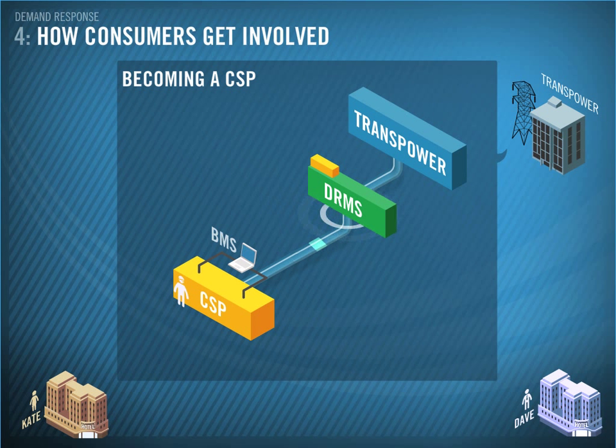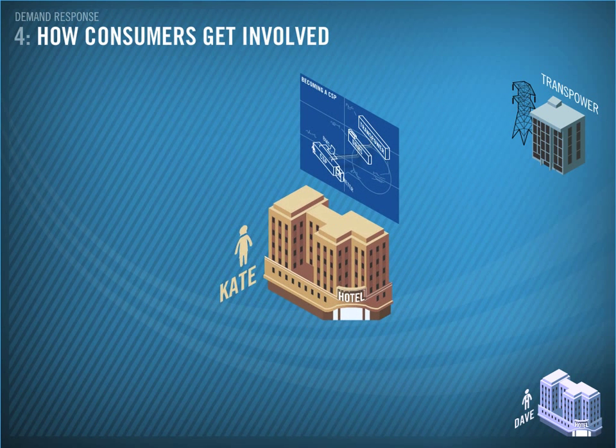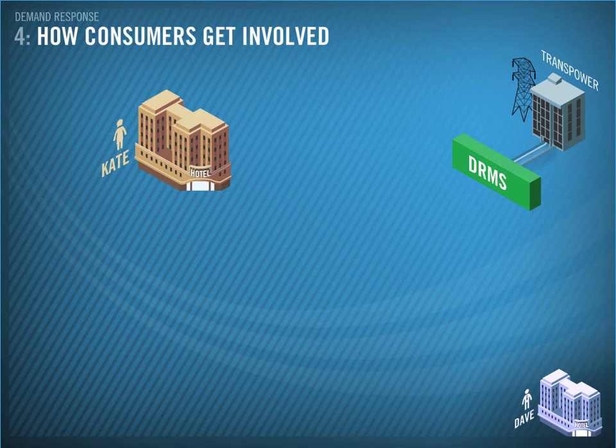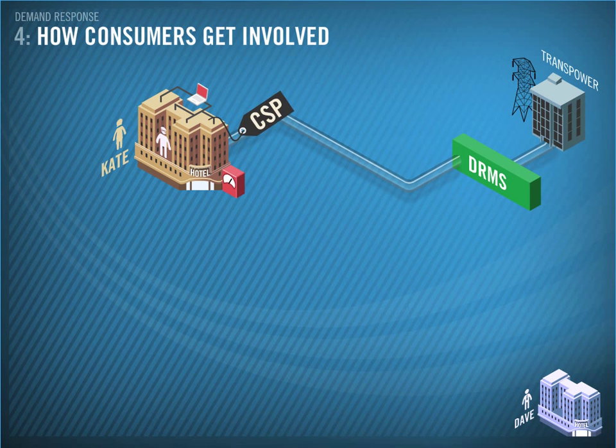Program their building management system to respond to a signal from Transpower. Set up their infrastructure to send metering information back to the DRMS for compliance and settlement. And finally, all CSPs are required to perform a self-test to prove that everything works. Right, so that's the plan. Kate invests in the infrastructure and decides she can manage the risks to make sure she delivers on her contract with Transpower. Kate is now a fully fledged CSP.